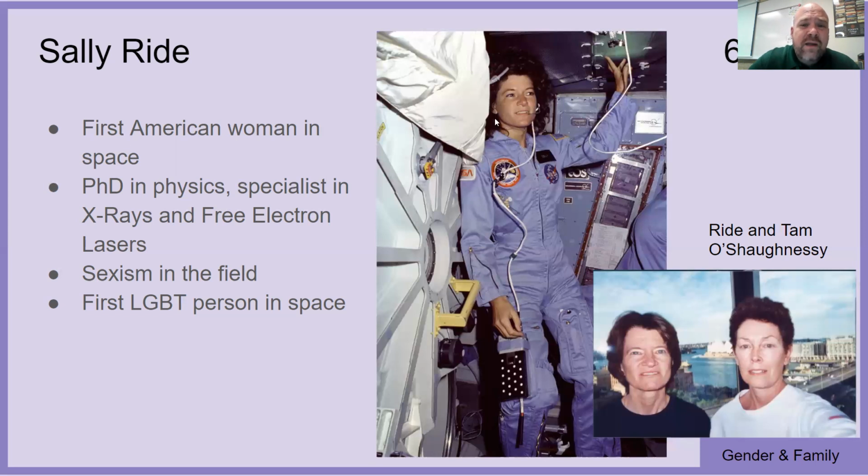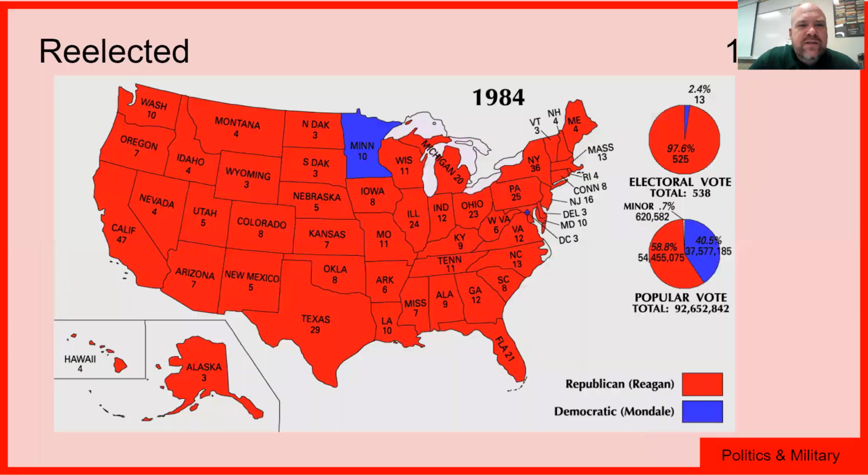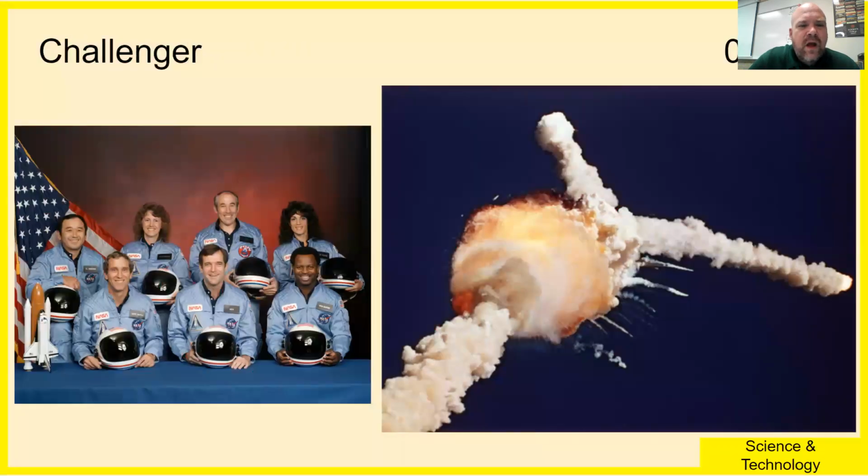It's not known at the time, but she actually becomes the first LGBT person in space. She keeps it quiet at the time. She's in the closet, but she is a lesbian. In fact, there's her wife right here. Sally Ride died like 7 or 8 years ago, and it was revealed that she had a wife. So Sally Ride's kind of interesting, but with space, we've got 2 other things here.